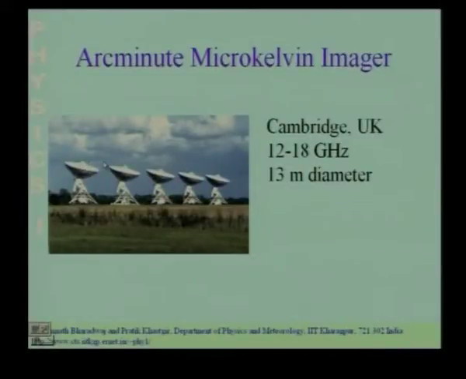So, this picture shows you, this is a picture of the Arcminute Microkelvin imager. This is at Cambridge, UK. It works in the frequency range 12 to 18 gigahertz, and it has got antennas which you can see over here. There is a linear chain of antennas. A part of the array of the Arcminute Microkelvin imager is a linear chain of antennas which you can see over here. Each of these antennas is 13 meter in diameter.